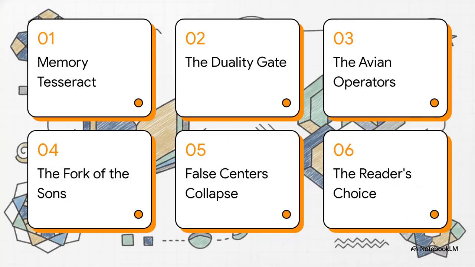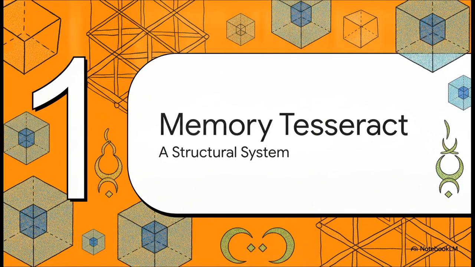So we're going to navigate this immense framework through 6 main coordinates. First, the Eternal Memory Tesseract. Second, the Duality Gate. Third, the avian operators. Fourth, the fork of the suns. Fifth, false centers collapse. And finally, number 6, the reader's choice. All right, Section 1, the Eternal Memory Tesseract, looking at it as a structural system.